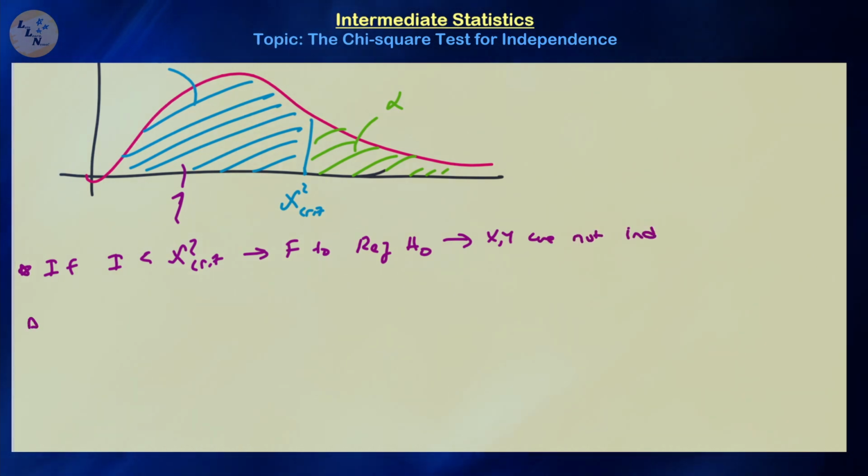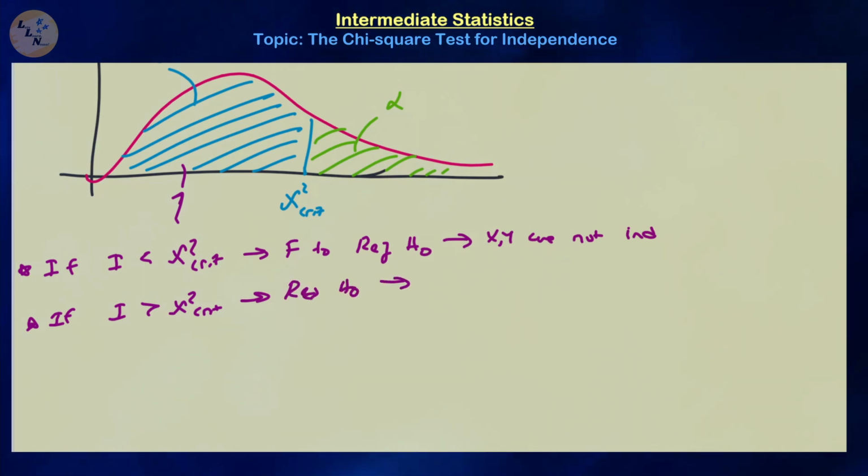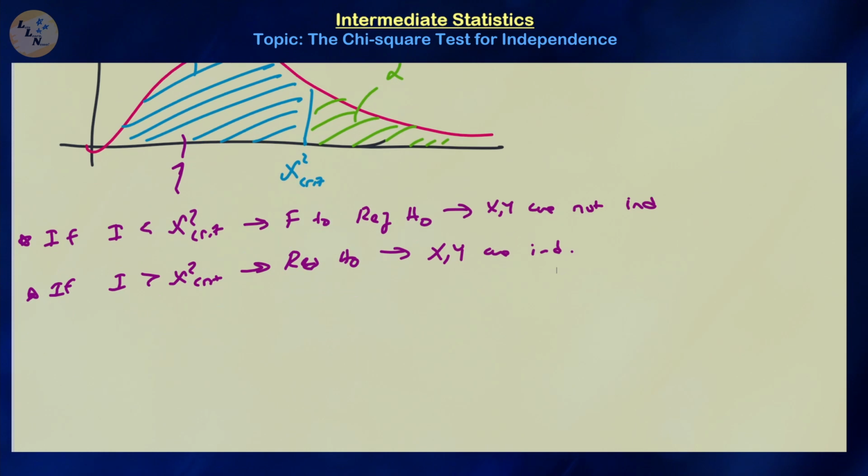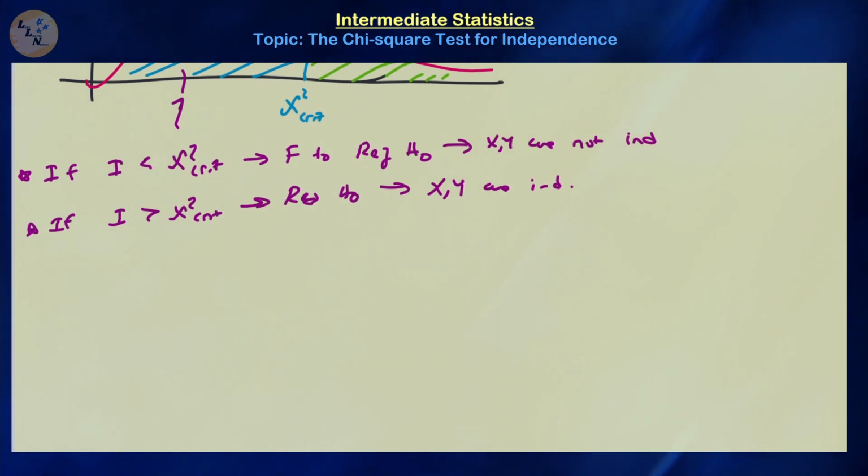Now that's case 1. So if case 2 exists, so if I is greater than our chi-square critical value, then we're going to be rejecting the null hypothesis. That means we have evidence to believe that x and y are independent. Now keep in mind it doesn't imply that they are independent, but we have evidence to believe that they are independent.